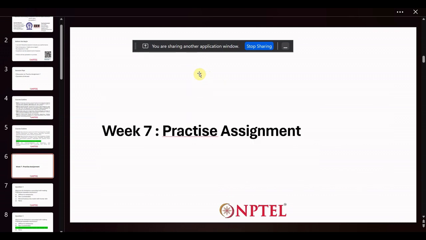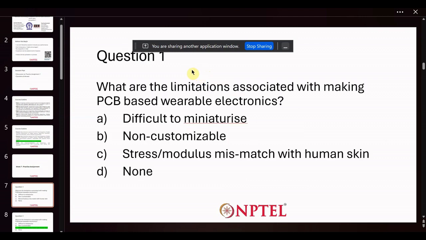Moving to the practice assignment, the first question: what are the limitations associated with making PCB based wearable electronics? PCB based wearable electronics, basically printed circuit boards, are highly used in all your consumer electronics. Everything from your mobile phones to anything electronic in nature has a printed circuit board as a foundation on which the electronic circuitry is made.